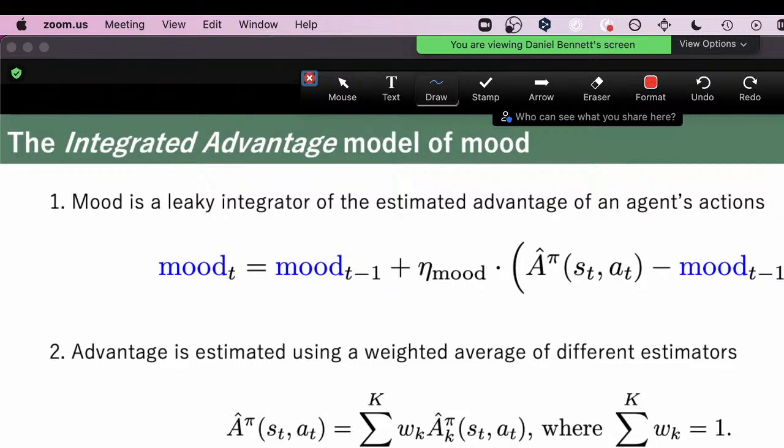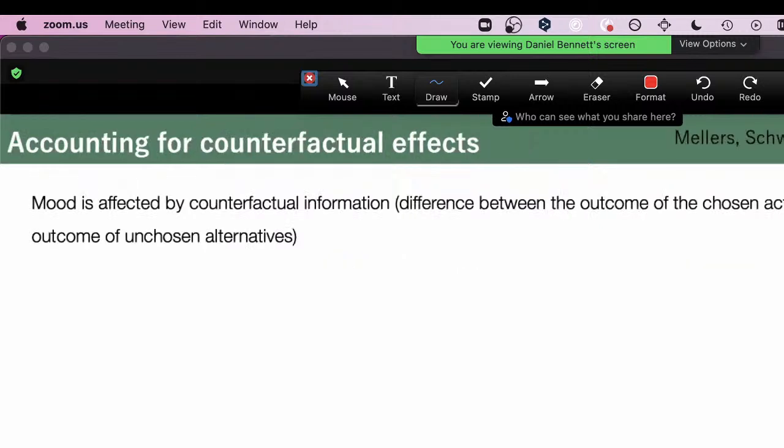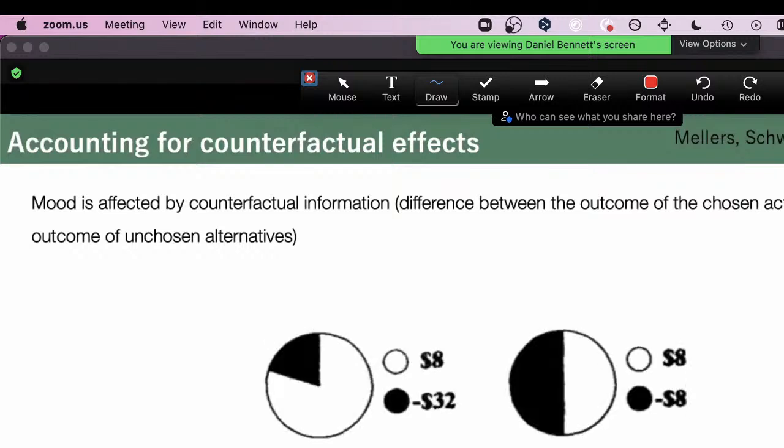If you have those two things, you can explain some of the empirical data. So here's some data by Barbara Mellers in 1999. Basically, the task was one where participants were choosing between different gambles. So the gamble on the left is an $8 win, the other is a $32 loss.